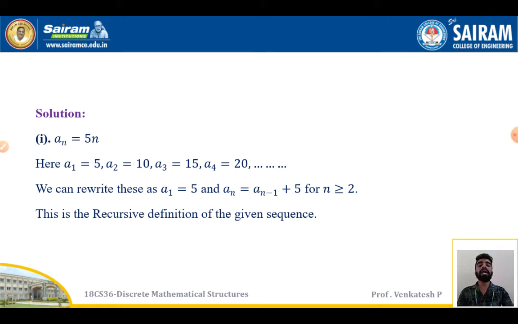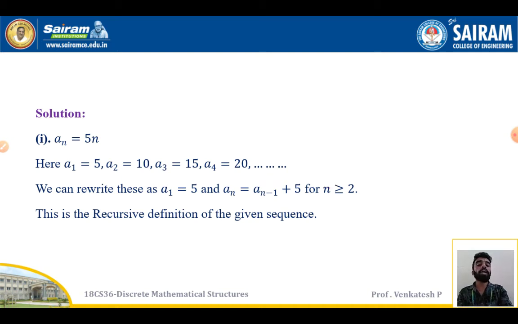I can write an is equal to an minus 1 plus 5, because here a1 is equal to 5, a2 is equal to 10, a3 is equal to 15, a4 is equal to 20. The difference between each term is 5 here. So I can rewrite the equation like an is equal to an minus 1 plus 5. For each term, if I add 5, I will be getting the next value. So this equation will be applicable only for n is greater than or equal to 2.